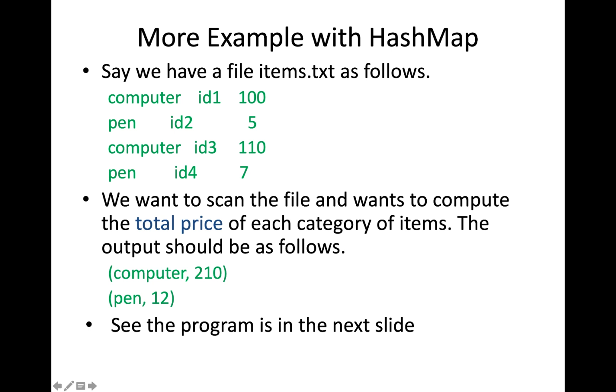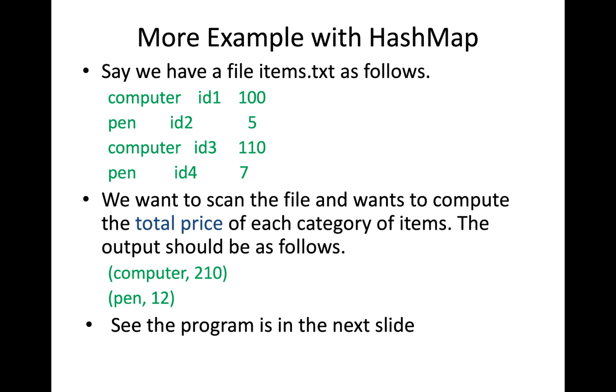So what is the task here? We want to categorize this file. So we want to say computer comma what is the total price of all the computers. So instead of saying ID 100 and ID 310, we want to add these 2 numbers, and if other computers are there in the file, we want to add all of them together, and we want to report the aggregate one in this way. Make sense? Similarly for pen. So that will be the output after your processing.